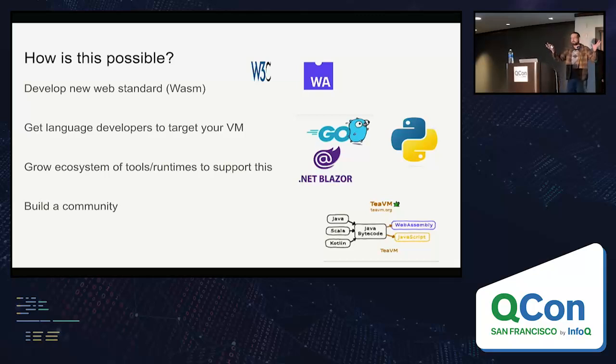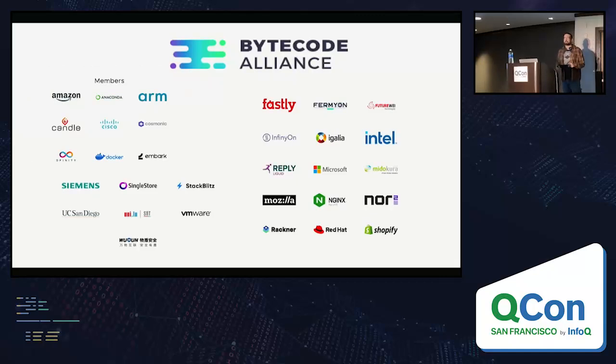It started out as a web standard, right? You have to get all these various languages to target this new VM. You have to grow the ecosystem of tools to support it, and then build a community around it. And this is kind of where we are today. We're about, let's see, 6 years into this journey from when this first emerged, and all the major browsers supported it. And now it's seeing adoption on the edge, and a lot of folks are starting to use it in different applications that I'm going to talk about next.